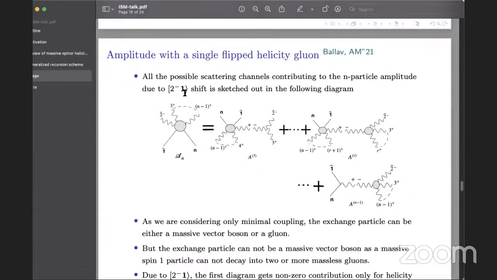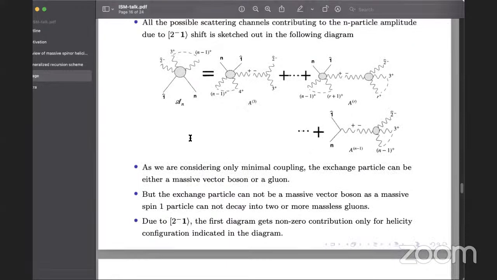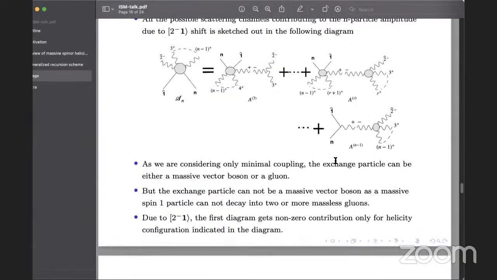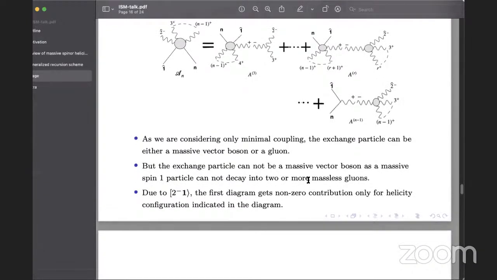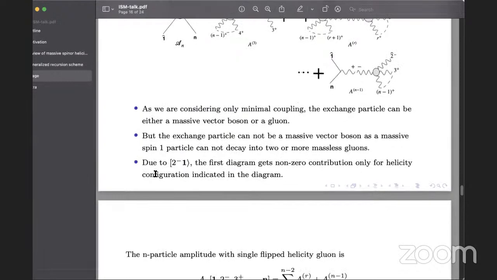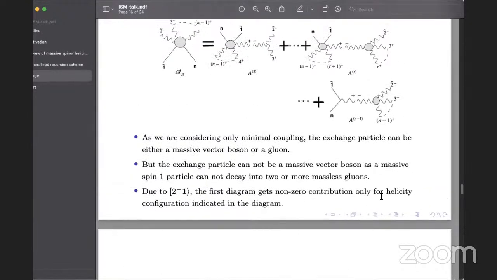So the other possible amplitude is the gluon with a flipped helicity gluon. So we consider this 1-2 shift again. As we consider only minimal coupling, the Xn particle can be either a massive vector boson or a gluon. But a massive vector boson is not possible because it cannot decay into 2 massless gluons, as we saw earlier. So due to the 1-2 shift, the first diagram gets a non-zero configuration only for this helicity configuration.